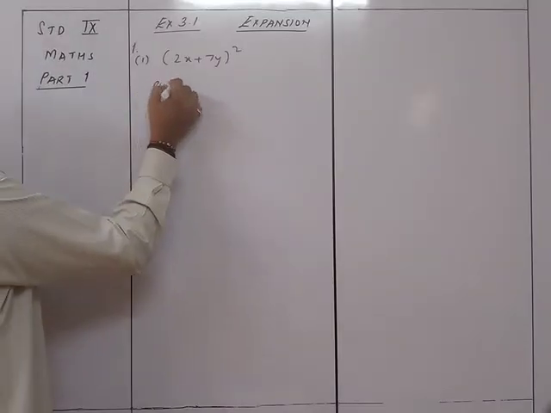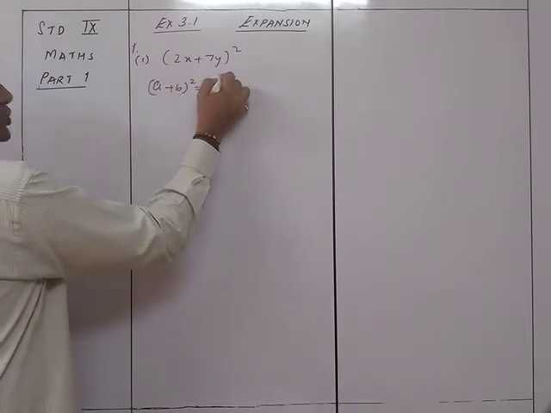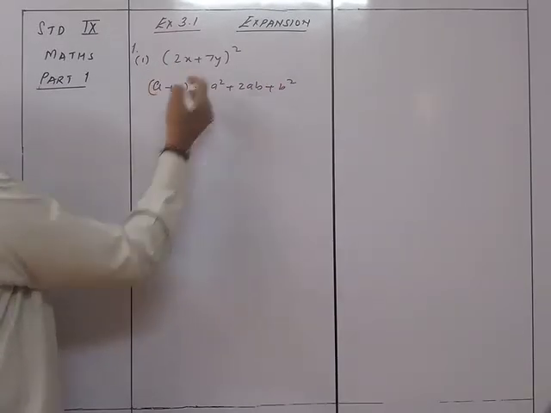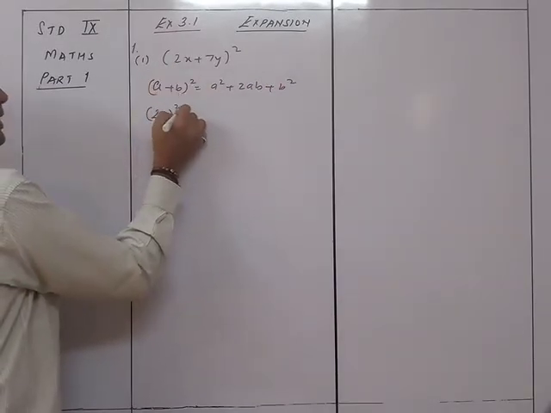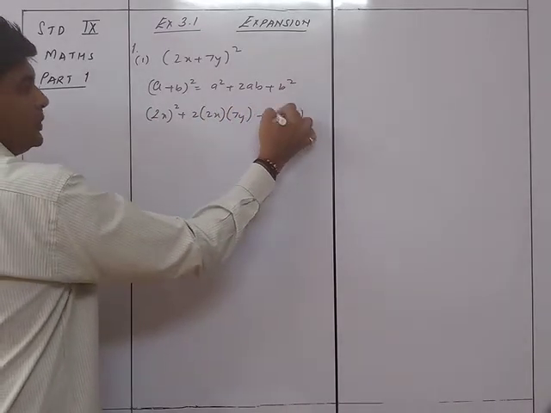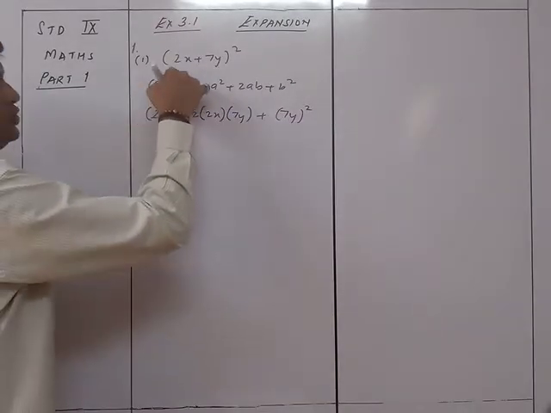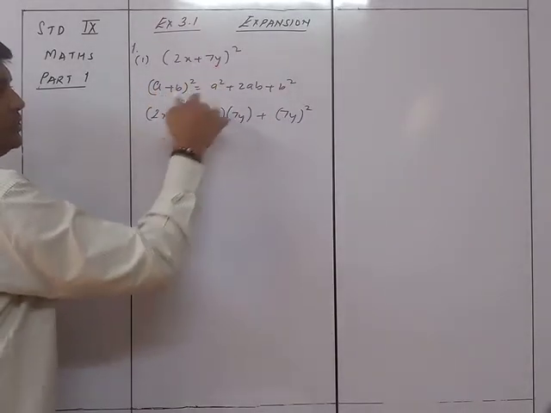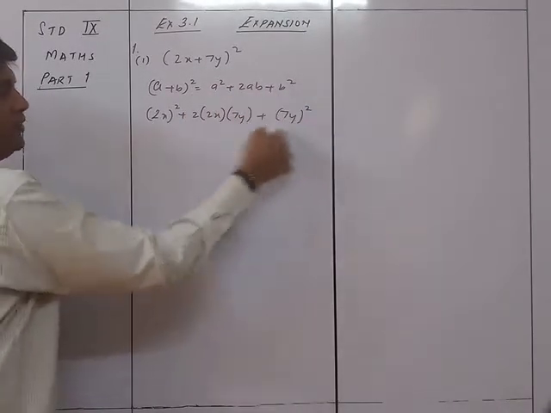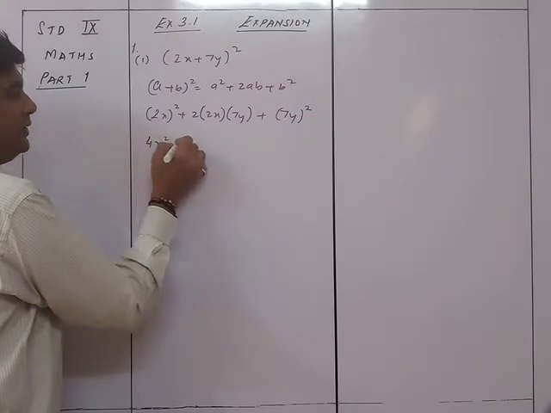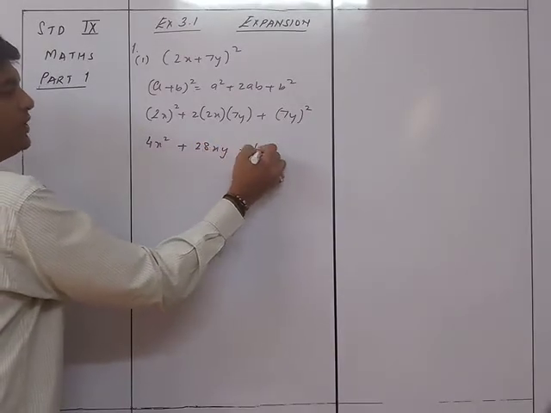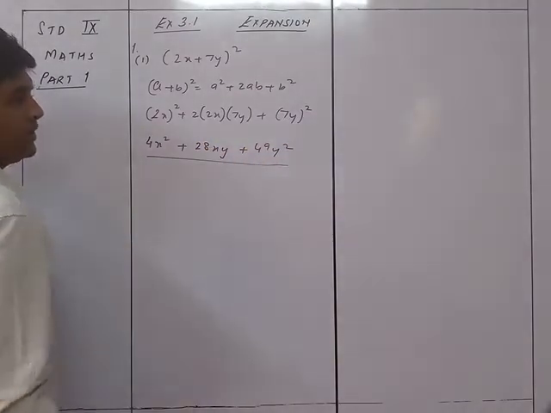So we are using the formula here, a plus b the whole square is equal to a square plus 2ab plus b square. So accordingly my a is 2x and b is 7y, so it is 2x the whole square plus 2 into 2x into 7y plus 7y the whole square. Okay, got it? So a square के बदले 2x the whole square, 2ab के लिए 2 into 2x into 7y, and b square के बदले 7y the whole square. So now you open the bracket, 2x whole square is 4x square plus 7 2s are 14, 14s are 28, so 28xy plus 49y square. So that is the answer for the first question.